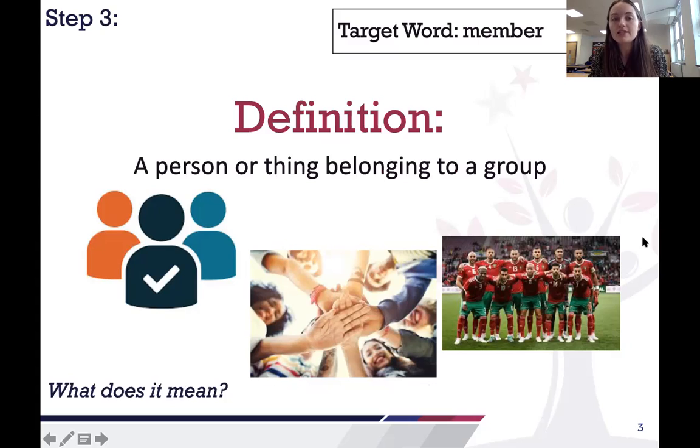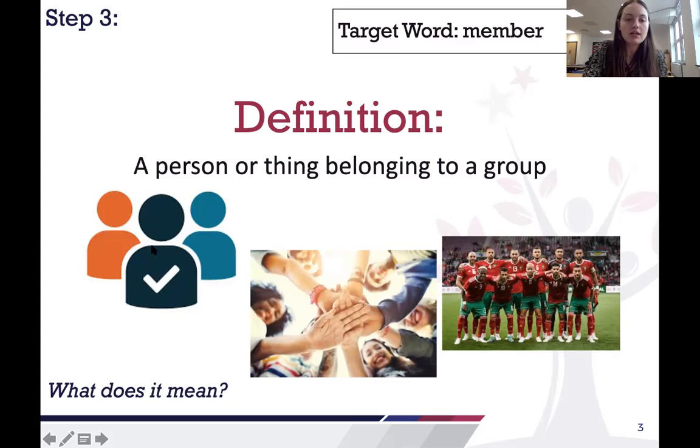So a member is a person or thing belonging to a group. And you can see here that I've got some pictures to help remind you of what it means. We've got a group of football players. They are all members of the football team. We've got some people here that are all together in a group. They are all members of that group.